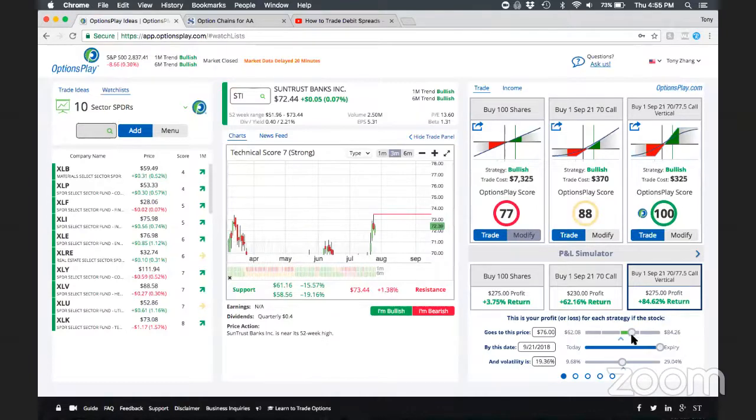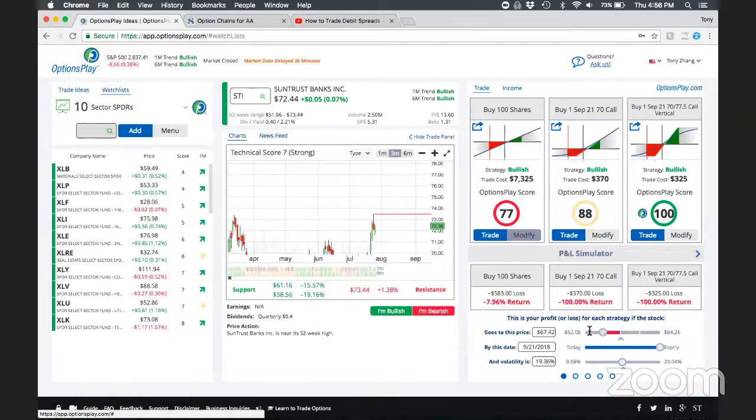And the additional benefit is that if for whatever reason SunTrust Bank, and we never know what can happen with the markets, look at Facebook, right? We never know what could happen. And that's really the key of limiting your risk. That's the key, because we never know what's going to happen. And if it blows up in our face, we want to make sure we limit our risk. And that's what options provide you with.